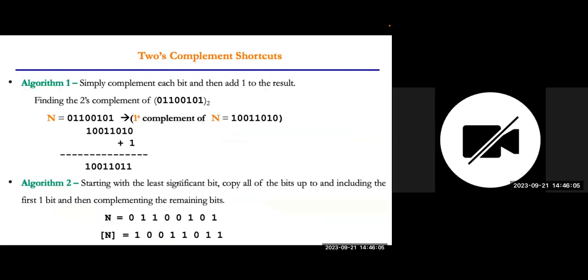Okay. So from here, we can see that there are two different ways of finding this 2's complement. One is simply to complement each bit and then add one to the result. That is what we have seen now. For any number, do the one's complement of that and then add one, so it will give the 2's complement. Another way is starting with the least significant bit, copy all the bits up to and including the first one bit, then complement the remaining bits.